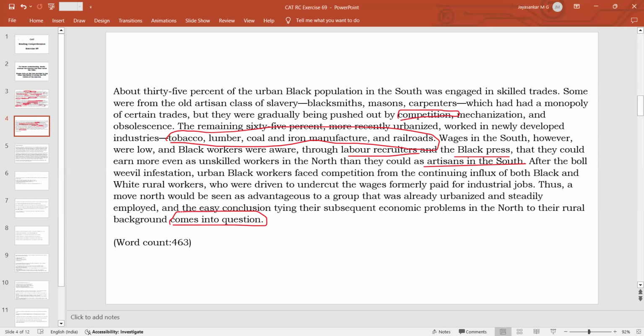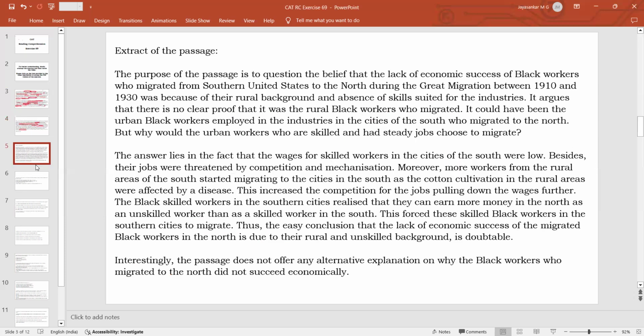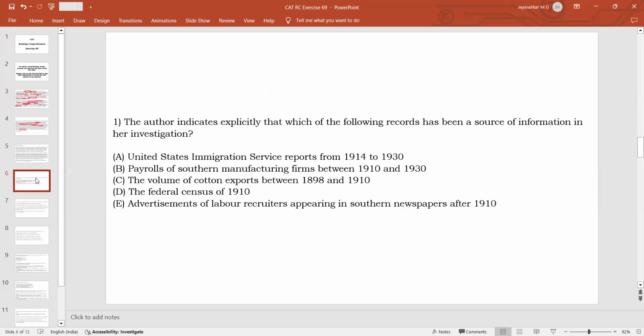The passage is not trying to find out the actual reason for the lack of economic progress. The passage says that whatever reason is generally thought of is not the correct reason, or is a doubtful reason. So this is the passage. The objective of the passage is to say that the general belief regarding the lack of economic success of black workers who migrated from the south to the north is a wrong belief. That is the essence of the passage.